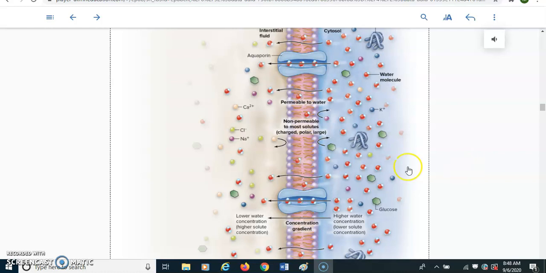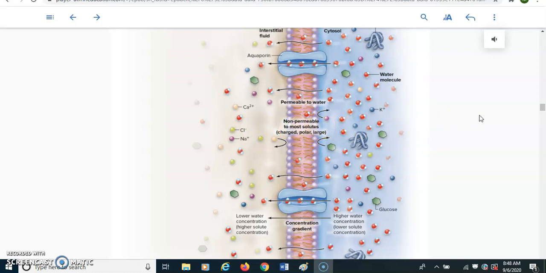So that just means that the plasma or cell membrane doesn't really let those solutes, like the protein, glucose, calcium, sodium, potassium, and chloride, move freely across the plasma membrane. So that's in general for most solutes.